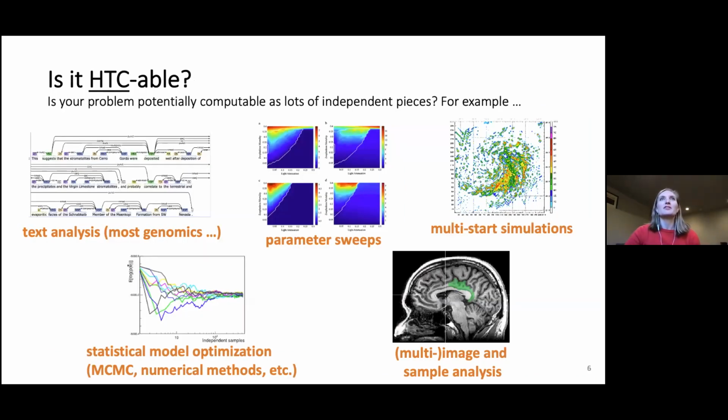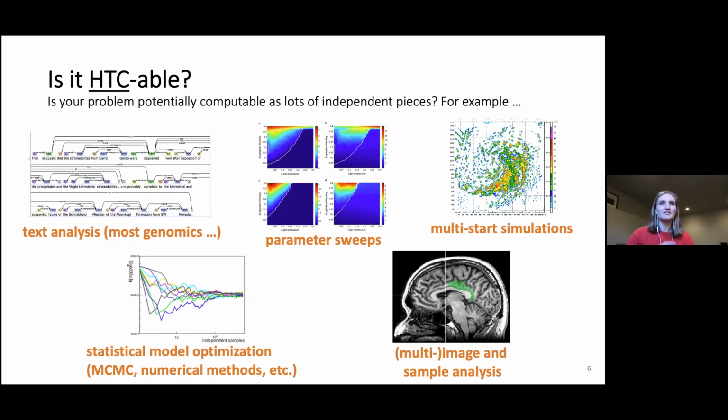And there are a large range, like I mentioned, of research problems that fit this, and they tend to fit in a number of categories. These are just examples. There's certainly more beyond this. But text analysis, which includes most genomics, is a really good example where individual pages of text, individual genetic samples, or even genetic reads are often analyzed independently by the software that researchers commonly use, and therefore could be executed as lots of independent tasks.